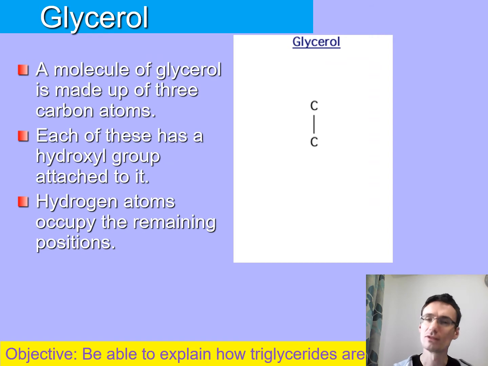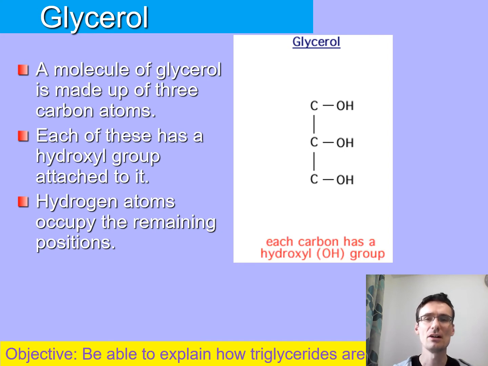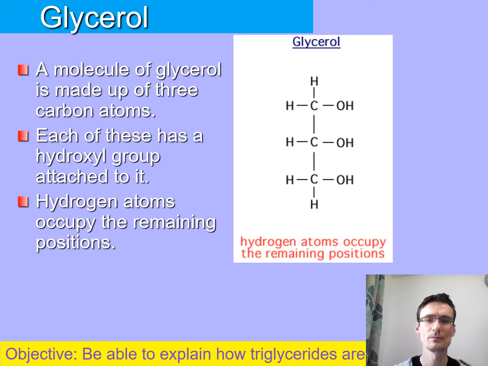So this is the structure of glycerol, as I said. It's got 3 carbons, it's got OHs attached to each carbon atom, and then on the other side where the condensation reaction happens, we've got hydrogens at either end and 3 hydrogens along the side.